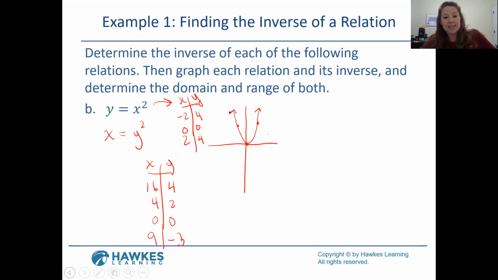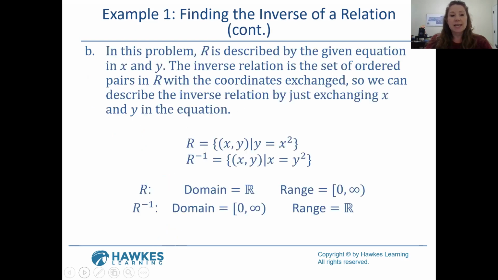So when I graph these, I actually have a picture of it. And of course, you can always look this up on Desmos. I'll get to the picture in just a second. But here it says, in this problem, R is described by the given equation in x and y. So basically, that's what I did. I took the original equation and I switched the letters right there. So instead of y equals x squared, the inverse would be x equals y squared.